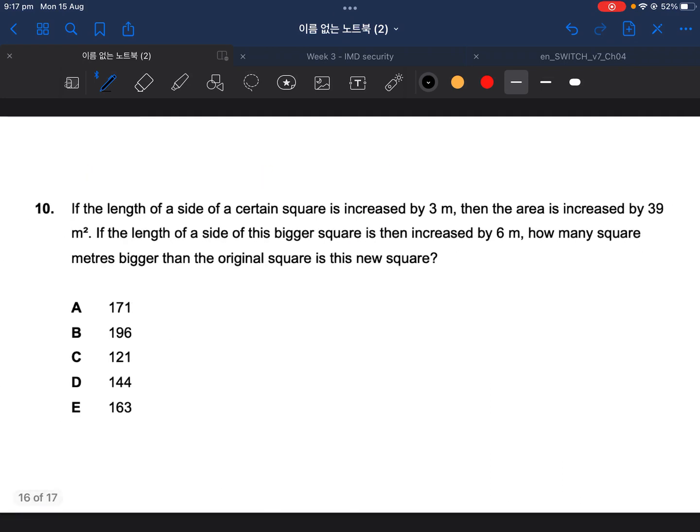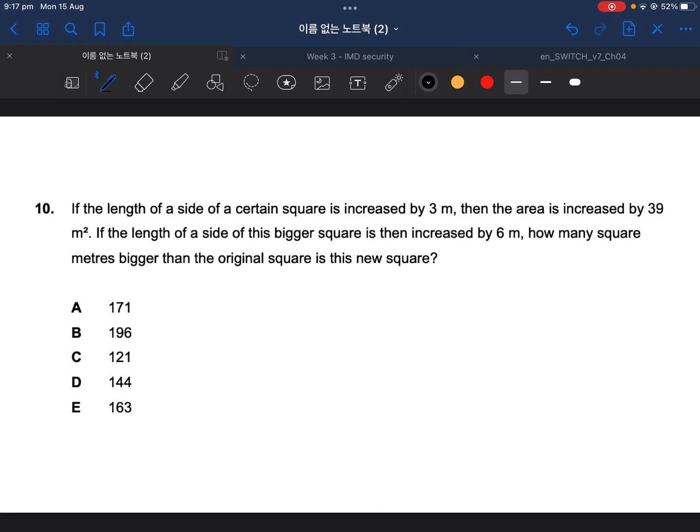Let's have a look at the next question. If the length of a side of a certain square is increased by 3 meters and the area is increased by 39 square meters, if the length of the side of this bigger square is then increased by 6, how many square meters bigger than the original square is this new square? Okay.